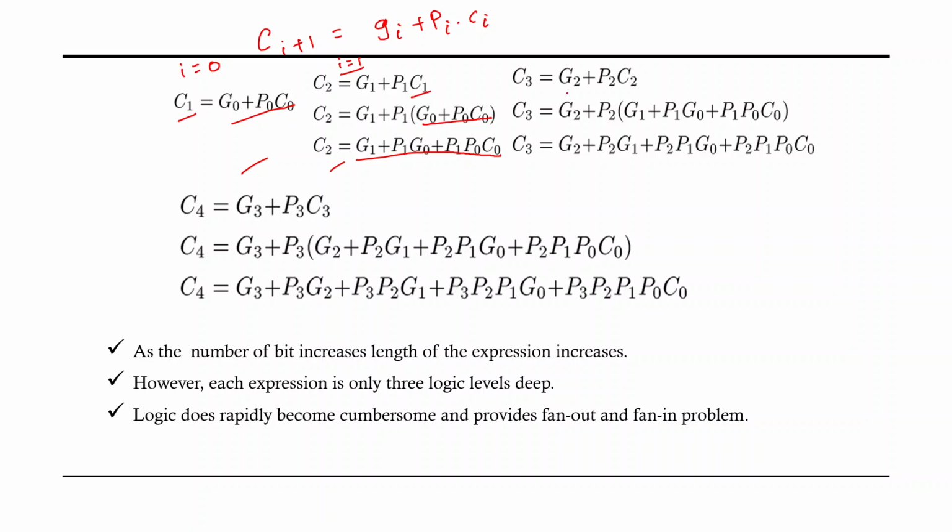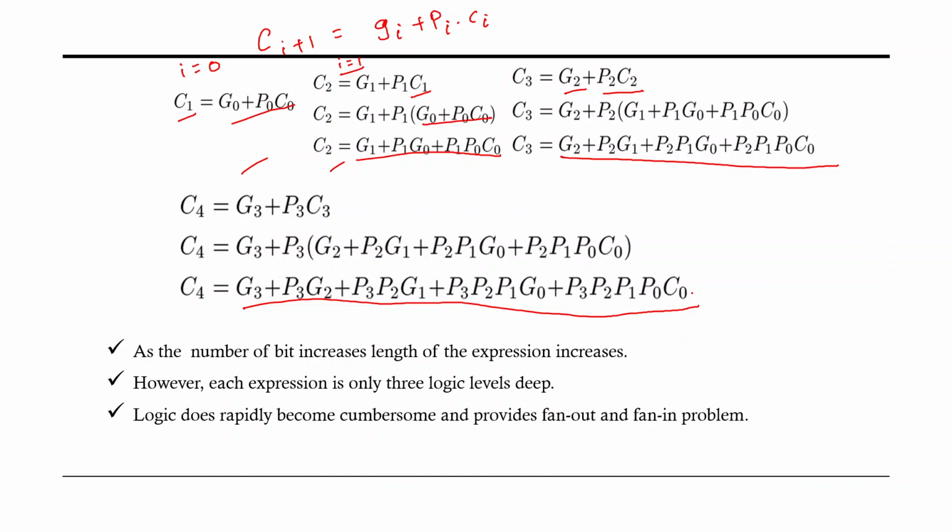Likewise, C3 is G2 plus P2 C2. Substitute the C2 over here, so we will get this one. Once again, you can observe here G2, P2, G1, P2, P1, G0, all the variables depend on the input variables. It does not depend on any output variables. Once again, C4 also depends only on the input variables. It doesn't depend on any output variables.